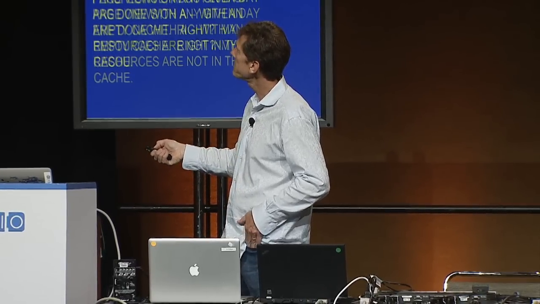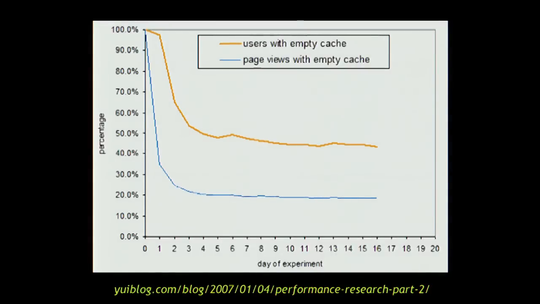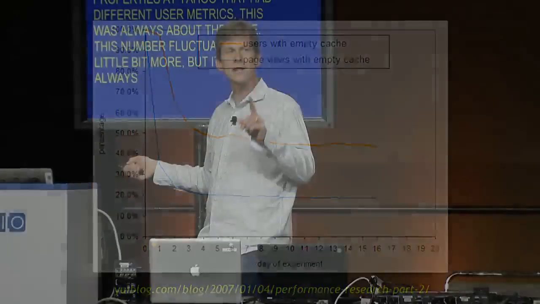You can see on the first day, when we put this pixel in the page, 100% of the pages had an empty cache because this image had never been loaded before. And after about 2 weeks, we hit a steady state. And we can see it's about 20%. We ran this on various properties at Yahoo that had different user metrics, and this was always about the same. This number fluctuated a little bit more, but it was always between 40 and 60%. About half of your users come in at least once a day with an empty cache.